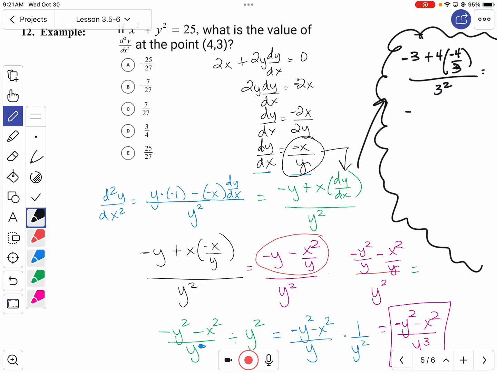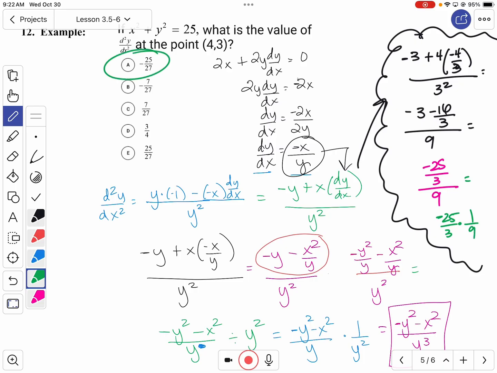So that's going to give me negative 3 minus 16 over 3, all over 9. On the top, that's where I'm going to need that common denominator again. So negative 25 over 3 divided by 9, or negative 25 over 3 times 1/9. So my answer is negative 25 over 27. I combined this up here at the top: negative 9 over 3 minus 16 over 3, which was negative 25 over 3.